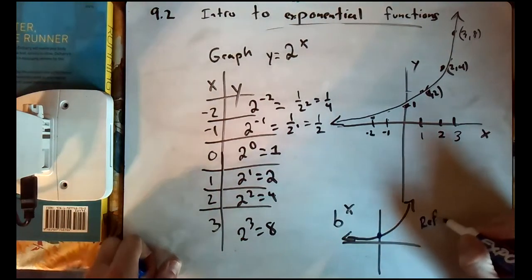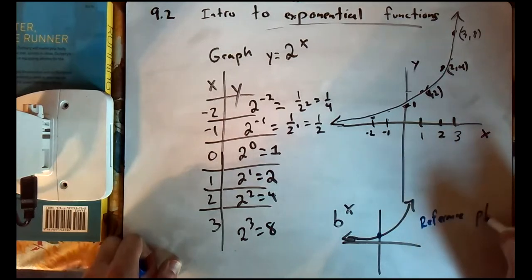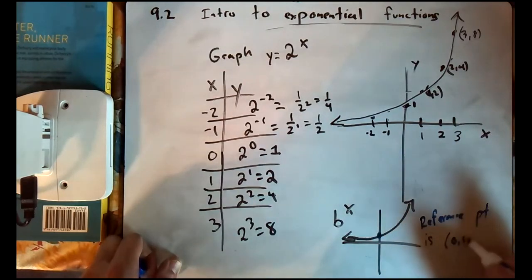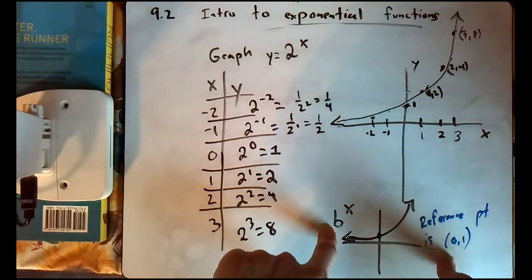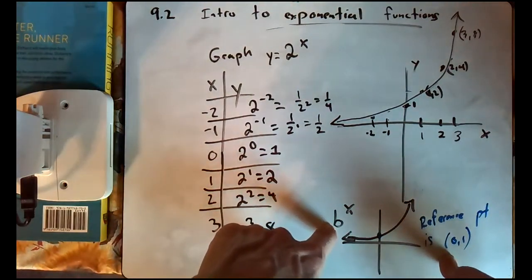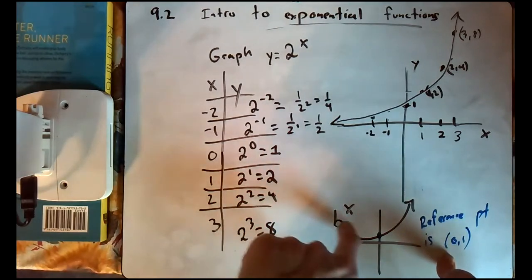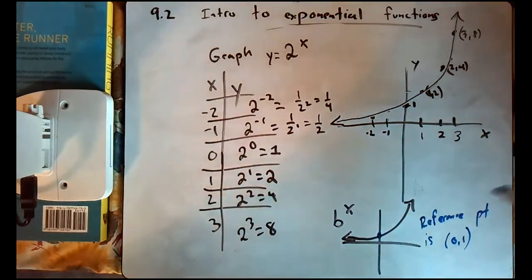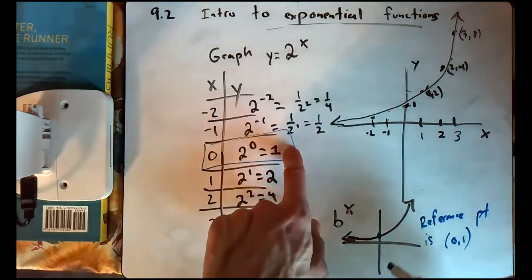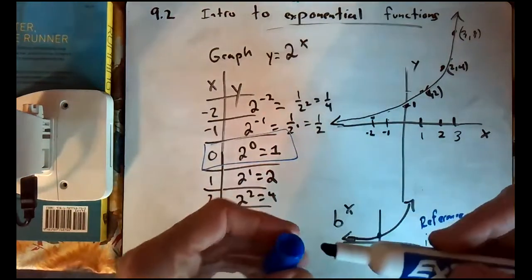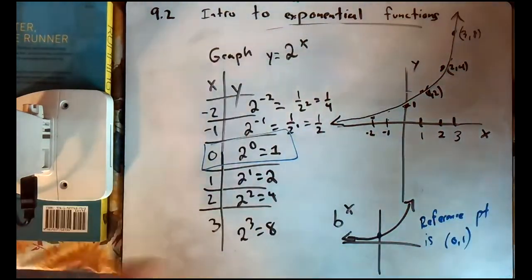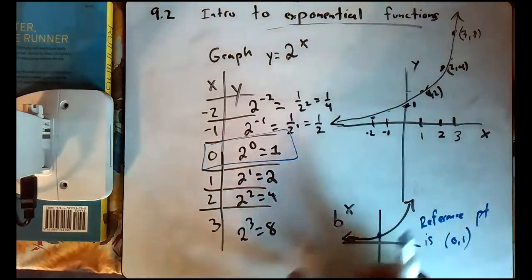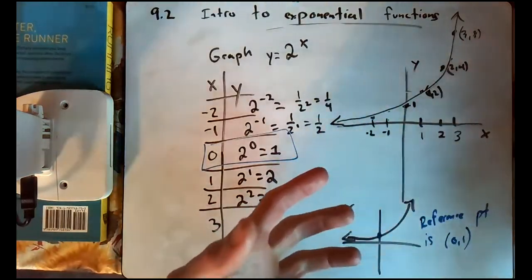The reference point is 0, 1. And if we think about that, it doesn't matter what b is, right? Because remember, b was a number bigger than 0, and it couldn't be 1. So if I have 10 to the 0 power, what's that? 1. If I had 1.59 to the 0 power, it's 1. Remember, any real number raised to 0 is automatically 1. So that will be your reference point. So if you had to transform it, which you're not going to have to do, but if you did, you'd use that as a reference point. And I'll work out a couple of examples right after this. But again, this is the general shape, and that's how they all look.